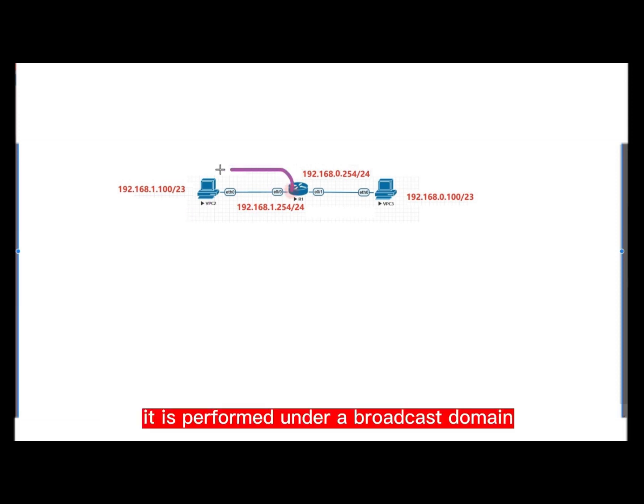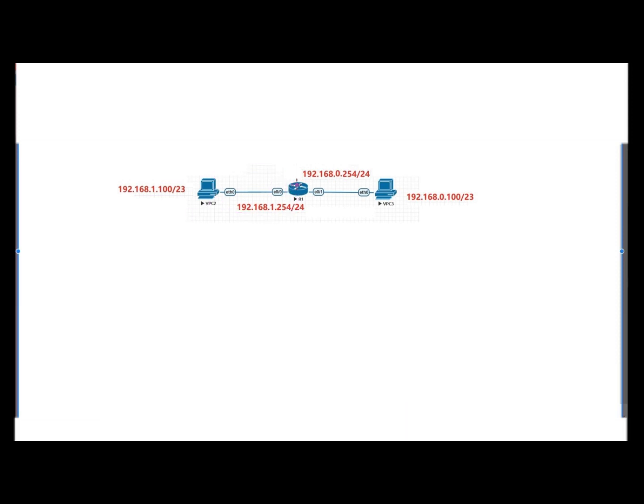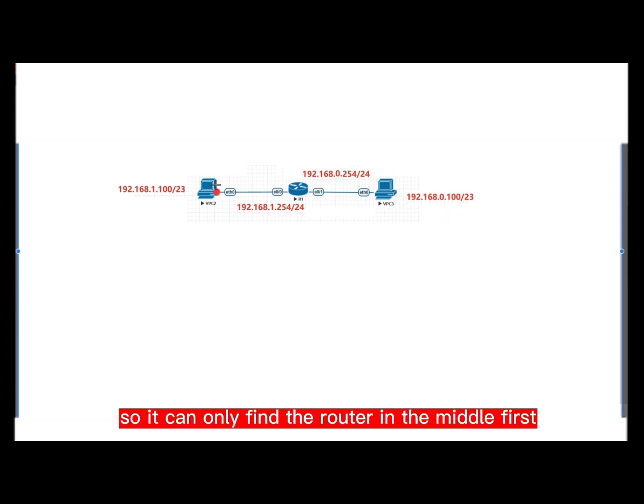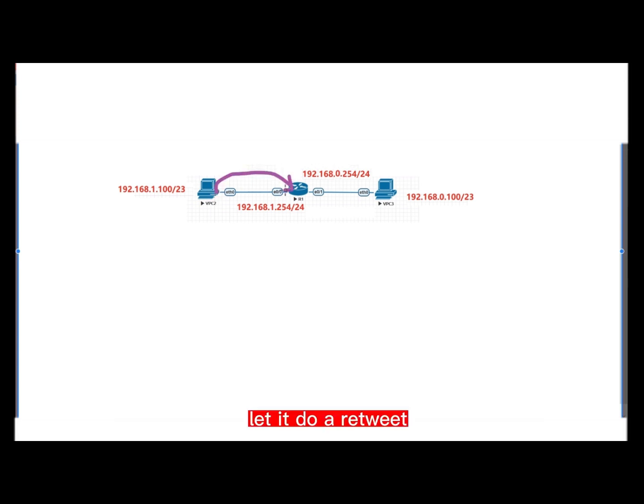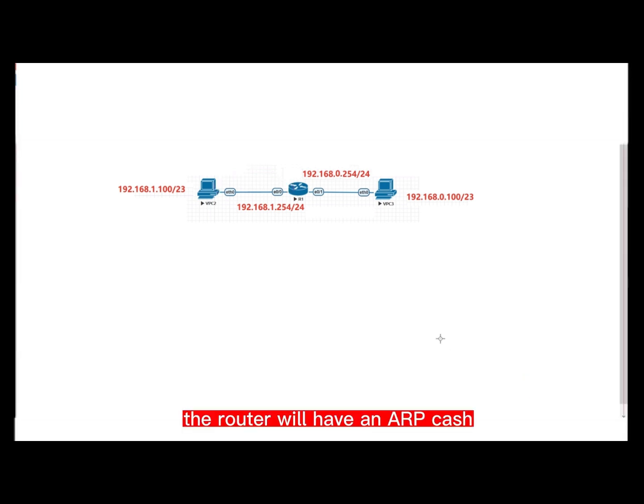It is performed under a broadcast domain. It is a concept on the link. PC2 cannot find the peer device, so it can only find the router in the middle first, and let it do a retransmission. All data encapsulation is required. The router will have an ARP cache. The ARP cache corresponds to a correspondence between an IP address and a MAC address.